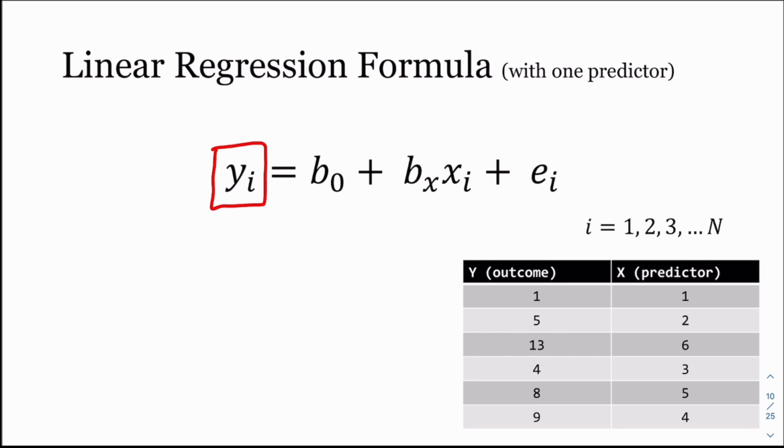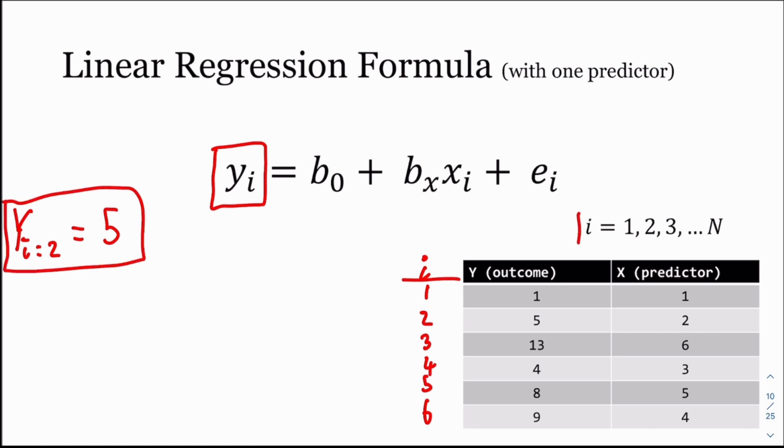So on the bottom right, we can see that y is a list of 6 numbers: 1, 5, 13, 4, 8, 9. i tells us which row in this data set we are referring to. So we could imagine that we have another column here, and it goes from 1, 2, 3, 4, 5, 6 to the very end. We can use i to refer to any of the elements in this list. For example, the value of y when i is equal to 2 is, in this example, 5. In other words, the second row in this data set has the value of 5 on the outcome variable.